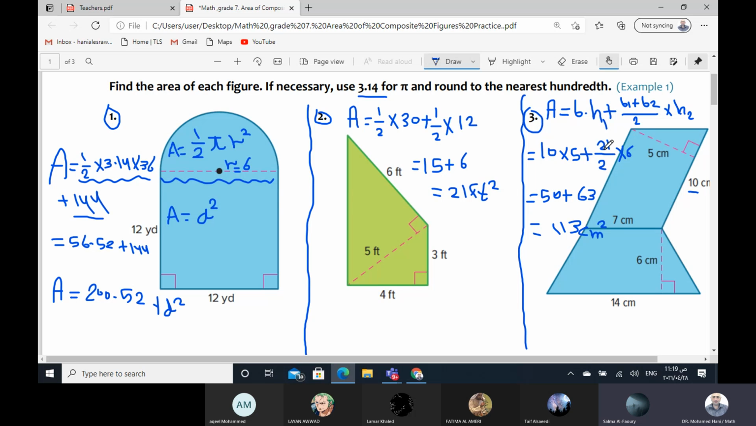Okay. Yes. We can do two methods here. We can do 21 divided by 2 will be 10.5. 10.5 multiplied by 6 will be 63. Or we can do the easy way. We can do 6 divided by 2. 6 divided by 2 will be 3. 3 times 21 will be 63. Okay?